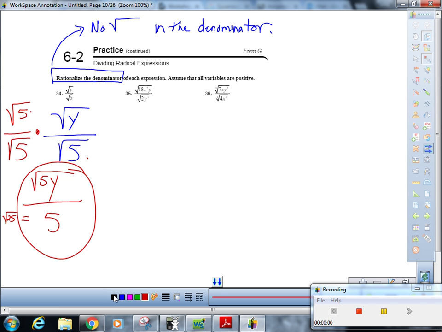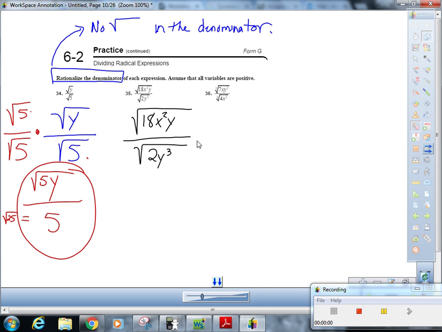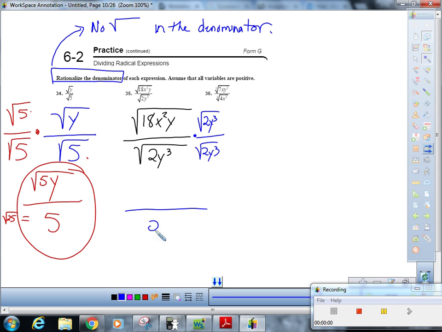Alright, significantly harder on the second one. So let's take a look at it. 18x squared y underneath a radical over radical 2y cubed. Okay, well, let's follow the same strategy. So let's multiply this by 1. And in this case, we're going to multiply it by radical 2y cubed over radical 2y cubed. Okay? What do you get on the bottom? You get 2y cubed.